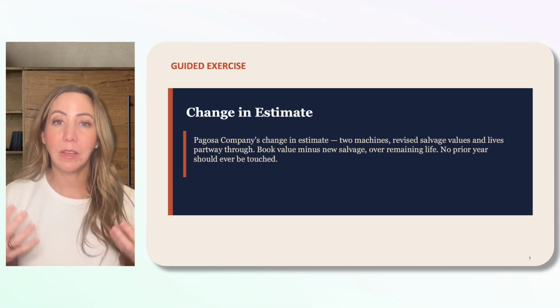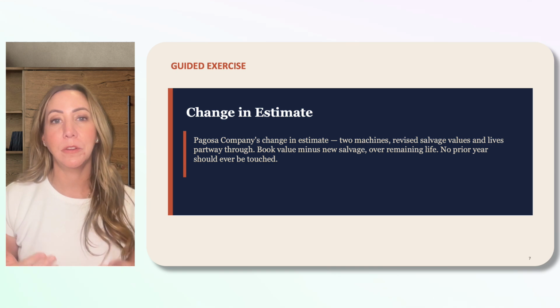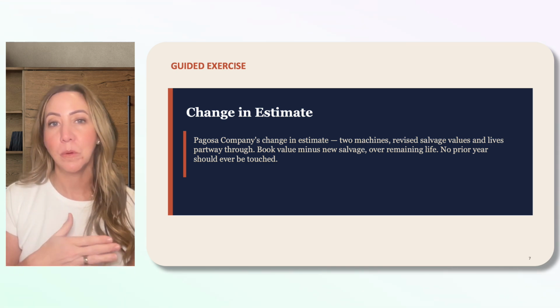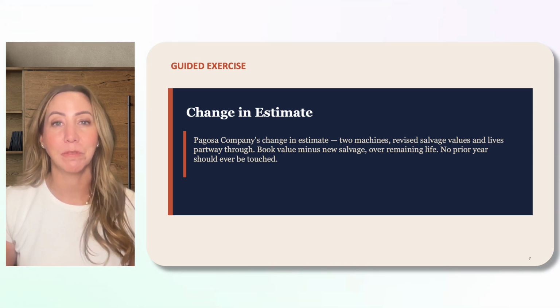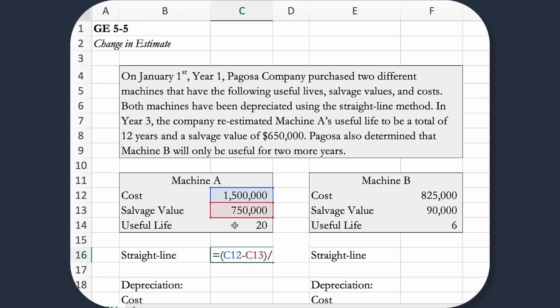Here, we need to calculate what the book value of our asset is that we're depreciating before we apply the new numbers to calculate depreciation prospectively, now that we have new information. Here we're told that machine A had a cost of $1.5 million, a salvage value of $750, and a useful life of 20. So the first thing we need to do is figure out what have they been recognizing as depreciation so far. And we would take the cost, subtract the salvage value, and divide that over the useful life.